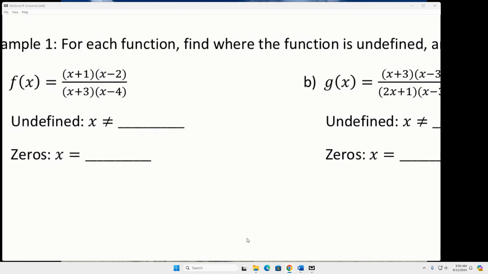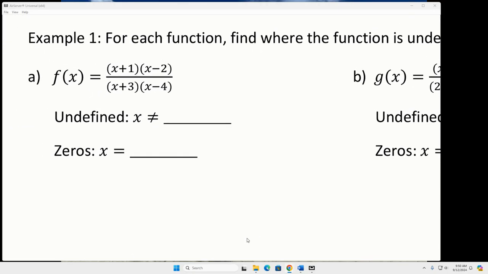Okay, so in this first example, that's what we're going to find. We're going to find where the function is undefined, and we're going to find the zeros. So the function is undefined. We're looking at the denominator. What values of x are going to make that denominator 0? -3. Very good. Okay, and then when we're doing the zeros, we're going to look at the numerator. Trying to figure out what makes those factors 0. So that's going to be -1 and 2. Not too bad.